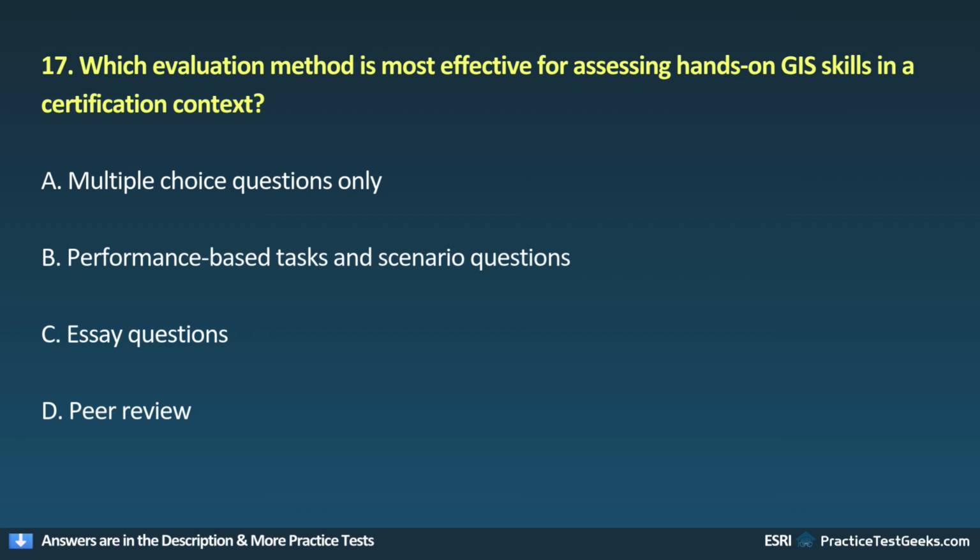17. Which evaluation method is most effective for assessing hands-on GIS skills in a certification context? A. Multiple choice questions only. B. Performance-based tasks and scenario questions. C. Essay questions. D. Peer review.